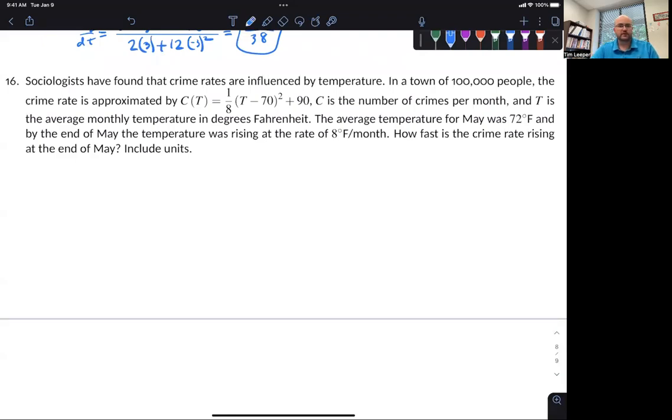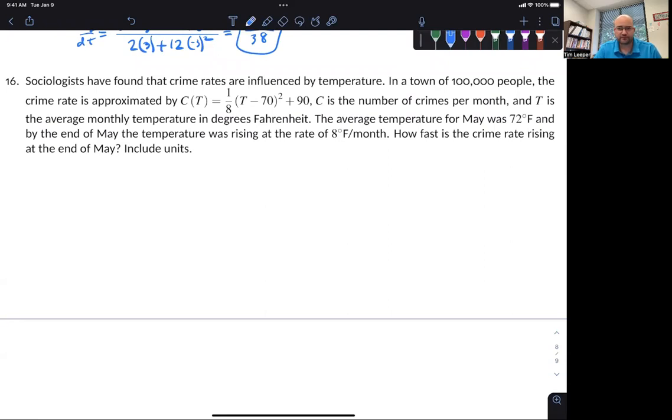Hello. In this video, I want to look at question 16 on exam 3 review. So the question says, sociologists have found that crime rates are influenced by temperature. In a town of 100,000 people, the crime rate is approximated by C of T is equal to 1/8 times (T minus 70) squared plus 90, where capital C is the number of crimes per month and capital T is the average monthly temperature in degrees Fahrenheit.